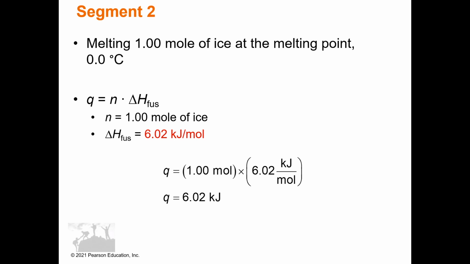Our second segment is our first phase change. The slope of this line is 0. We're not going to use Q equals MCΔT because we don't have a change in temperature. Instead, we're going to use Q equals moles times ΔH fusion. And here's the value for fusion. Just multiply those two numbers together to get 6.02 kilojoules.